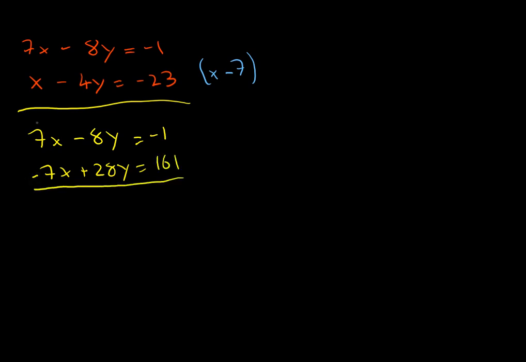When you add the two equations together, the x's cancel this time. Minus 8y plus 28y is 20y is equal to 161 minus 1, which is 160. Divide both sides by 20, you get y is equal to 8.